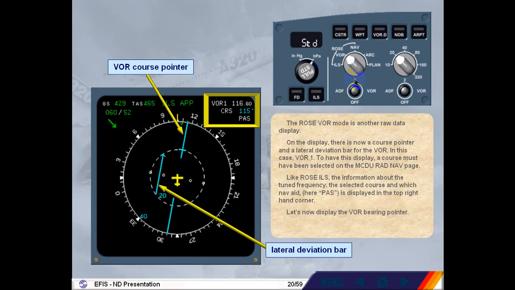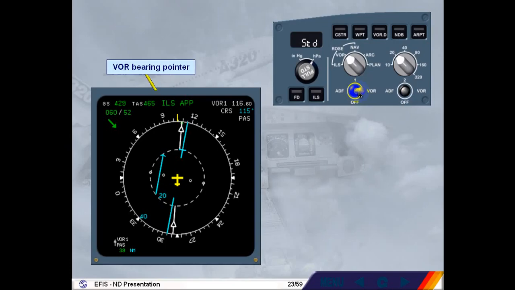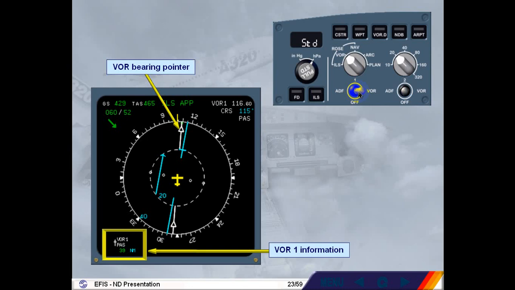Let's now display the VOR bearing pointer. Select VOR 1. Notice that there is a white VOR bearing pointer and VOR information associated with the pointer. This information is available even if a course hasn't been selected on the MCDU radio navigation page. The number 1 pointer is represented by a single line.